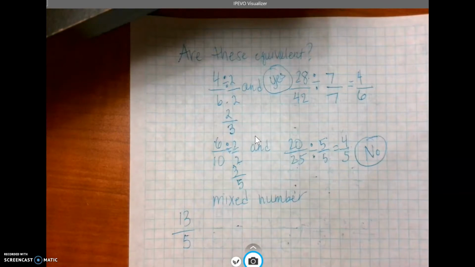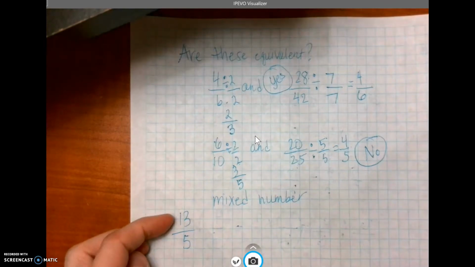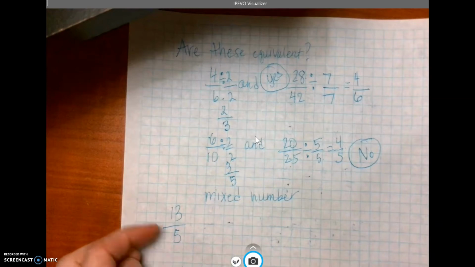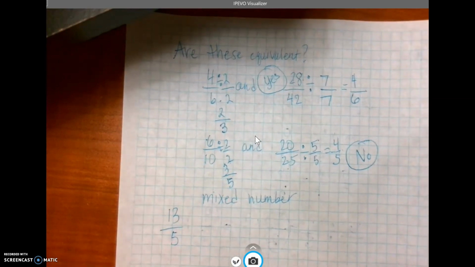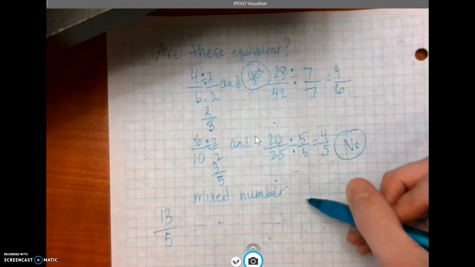Okay, so 13 fifths is improper because the numerator is larger than the denominator. You have 13 fifths. And we want to change that to a mixed number. This is more than 1. 5 fifths is 1 whole. So we're trying to change this to a mixed number. It's more than 5 fifths. It's more than 1. Okay, so I'm just going to do a little visual of this.